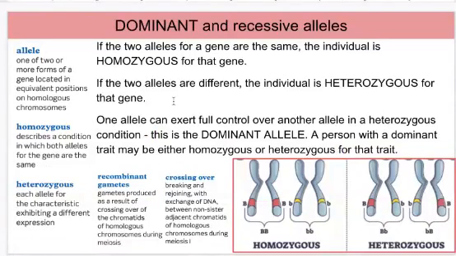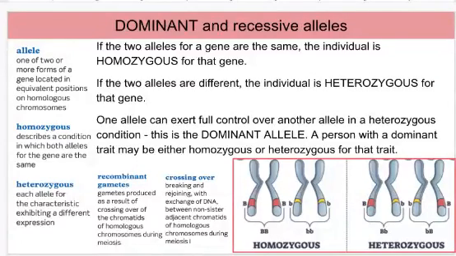So looking further into that, when we're talking about alleles, we have dominant and recessive alleles. Hopefully some of these terms are coming back to you from when you learned about them in Year 11 biology. Don't worry if you've forgotten most of it though. If the two alleles for a gene are the same, the individual is homozygous for that gene. Homo is the same. If the two alleles are different, the individual is heterozygous for that gene. We'll look at this further in a second.